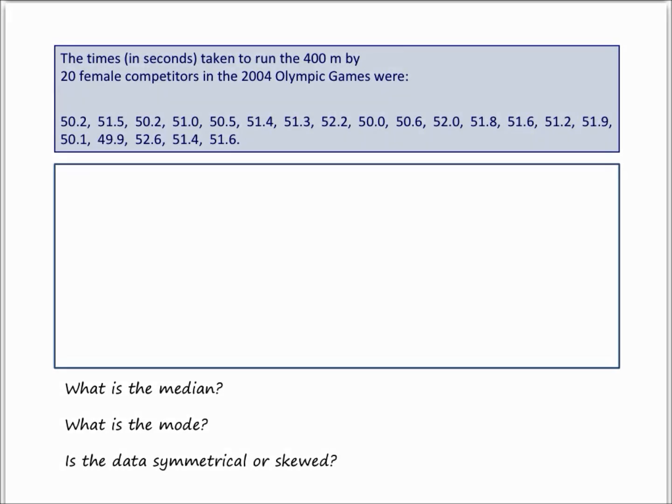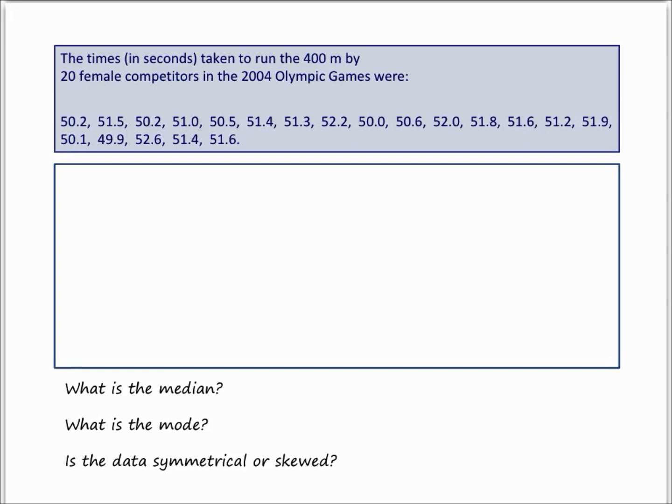Okay, let's take a look at a second example. This example you can try to do on your own if you like, or you can follow along with me. That's your choice. Okay, so we've got the times taken to run the 400 meters by 20 female competitors in the 2004 Olympic Games. So in this case, we've got numbers that are to the nearest first decimal place, or the tenths column.